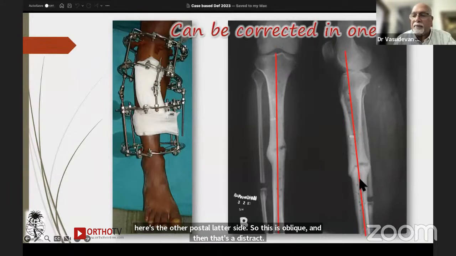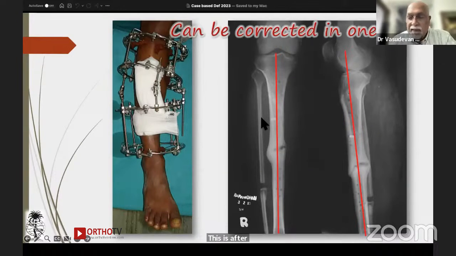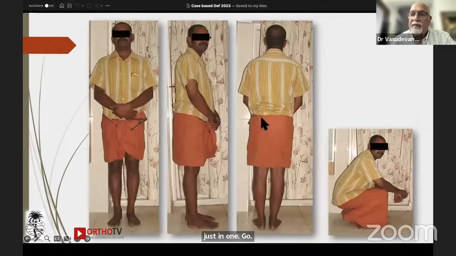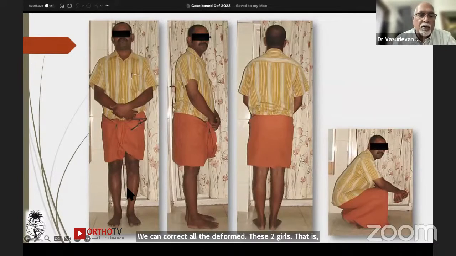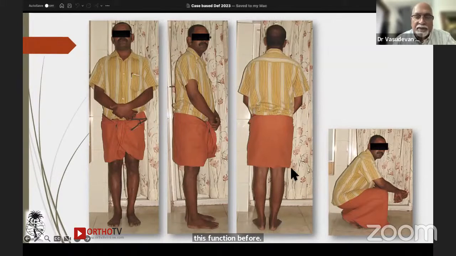This is after correction. You can completely correct it just in one go. You can correct all the deformities together. That is its function. Before, this is after, it is fully aligned. You cannot even find out which leg was fractured.